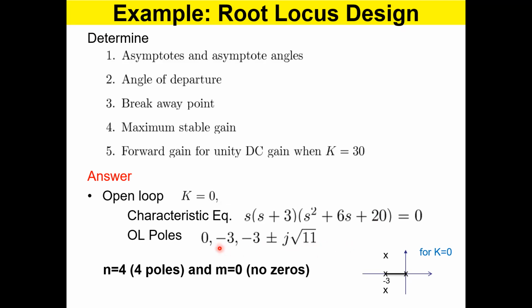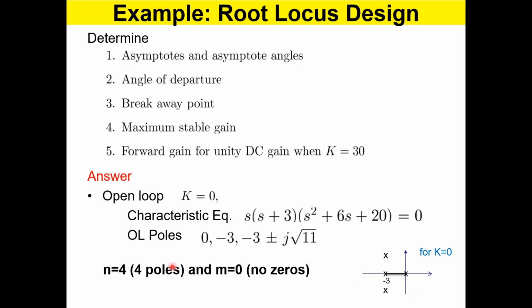So one of the start points is 0 right over here. The other one is at -3 over here. All these crosses are actually poles for k equals 0. And the other two poles are actually a conjugate pair, -3 plus or minus j root 11. So here and here. So this is the first thing you do.